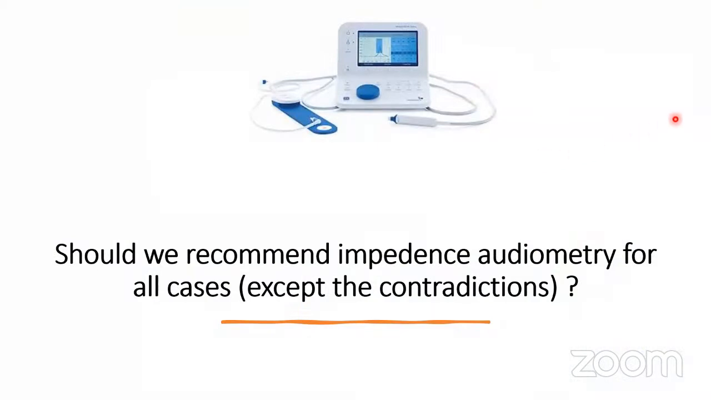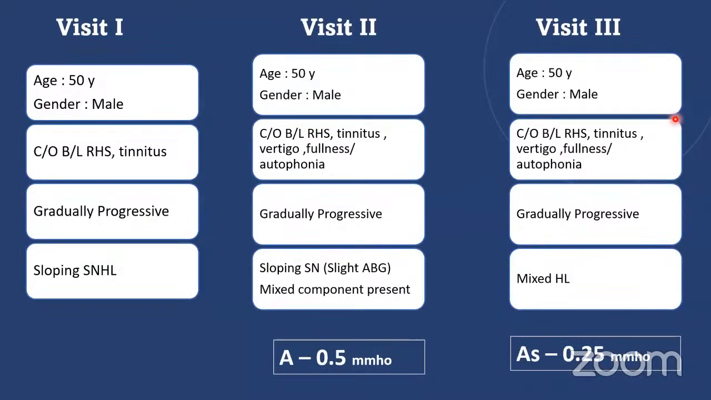So that ends the first three cases. We'll move on to the next case. Before that, I would like to ask, should we recommend impedance audiometry for all the cases, except of course the contraindications? Most of us may not recommend tympanometry or imitance for all the cases, but here is a case which we can take as an example of why the imitance finding, or a baseline imitance, is important during the first visit itself.